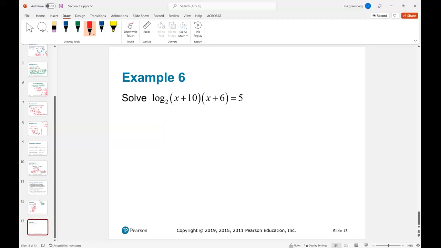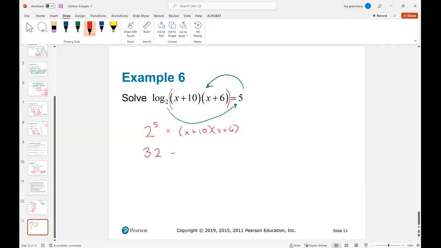And here we have our last one. So this is actually the argument for the entire thing. Again, we can use our arrow thing. So 2 to the 5th is equal to x plus 10 times x plus 6. So let's rewrite that. 2 to the 5th is equal to x plus 10 times x plus 6. Okay, well, we know how to solve that, right? First thing we have to do is figure out what 2 to the 5th is. And 2 to the 5th is 32.